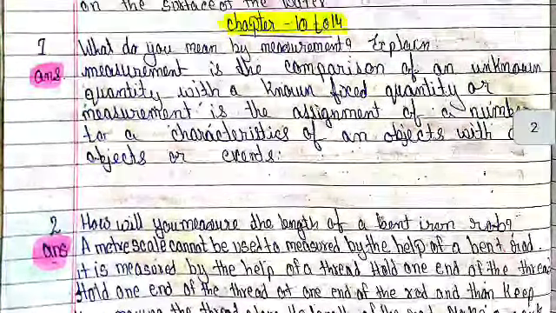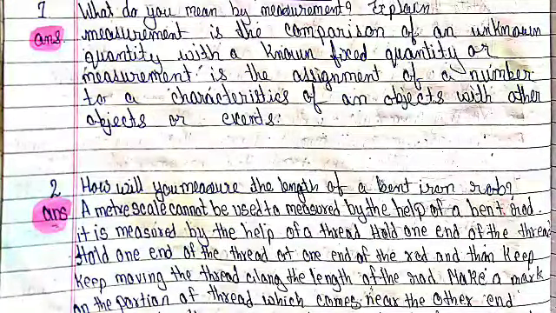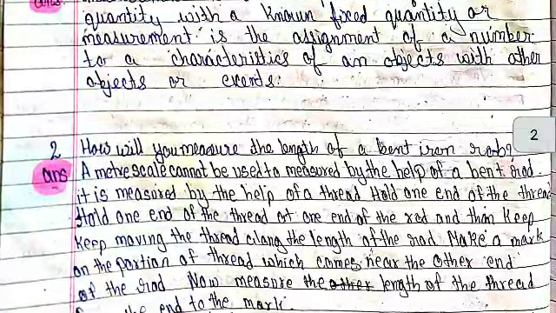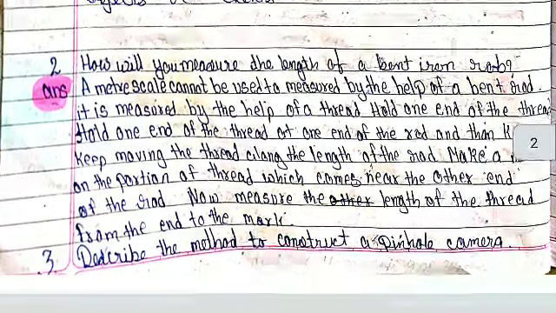Chapter number 10 to 14. Number 1, what do you mean by measurement? Explain. Measurement is the comparison of an unknown quantity with a known fixed quantity, or measurement is the assignment of a number to a characteristic of an object with other objects or events.